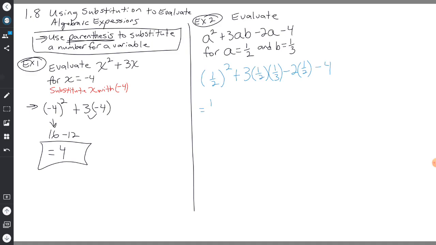If we do it like this, 1 squared over 2 squared, we take that power and apply it to both the numerator and denominator. That gives us what? 1 squared. So that's 1 times 1. So 1/4, right?